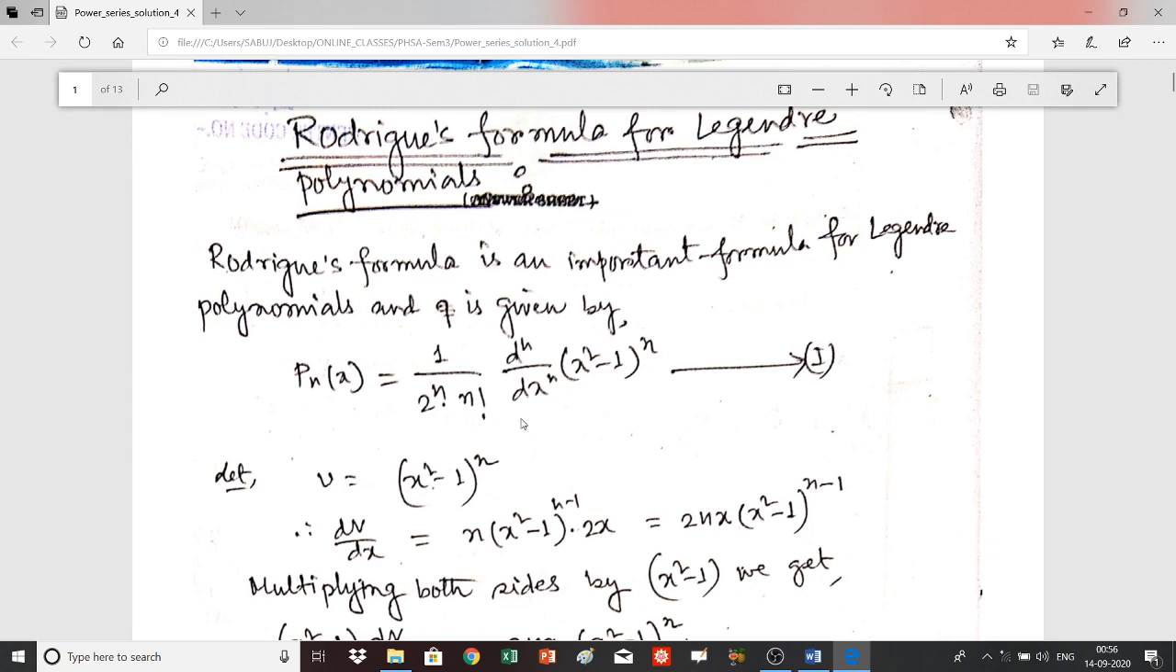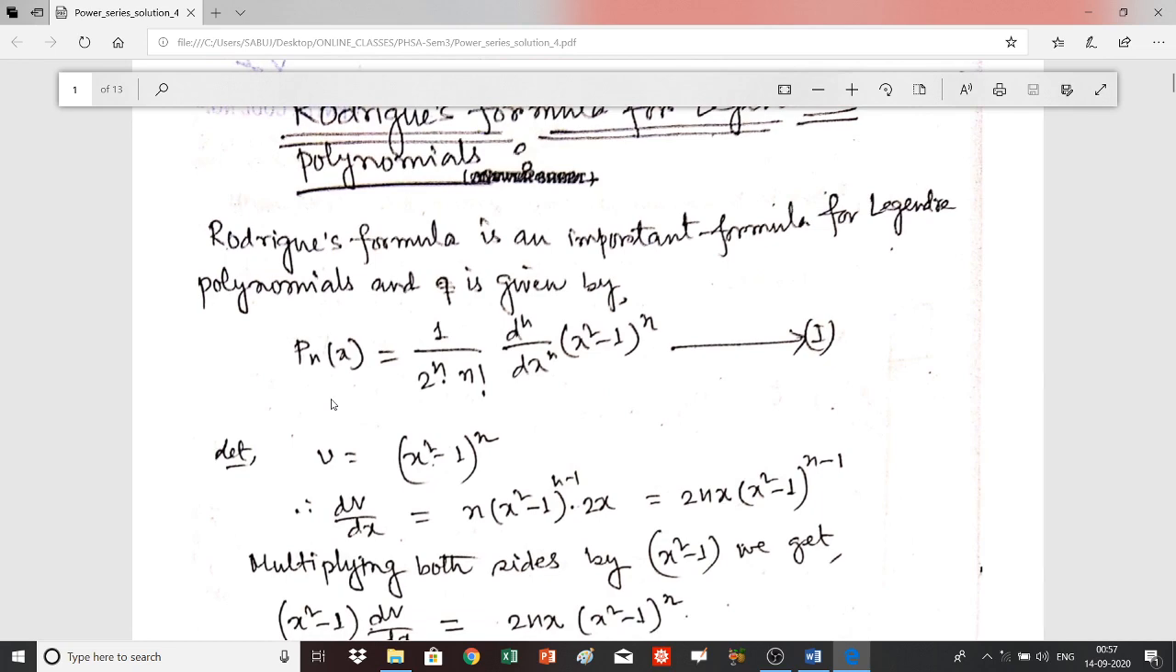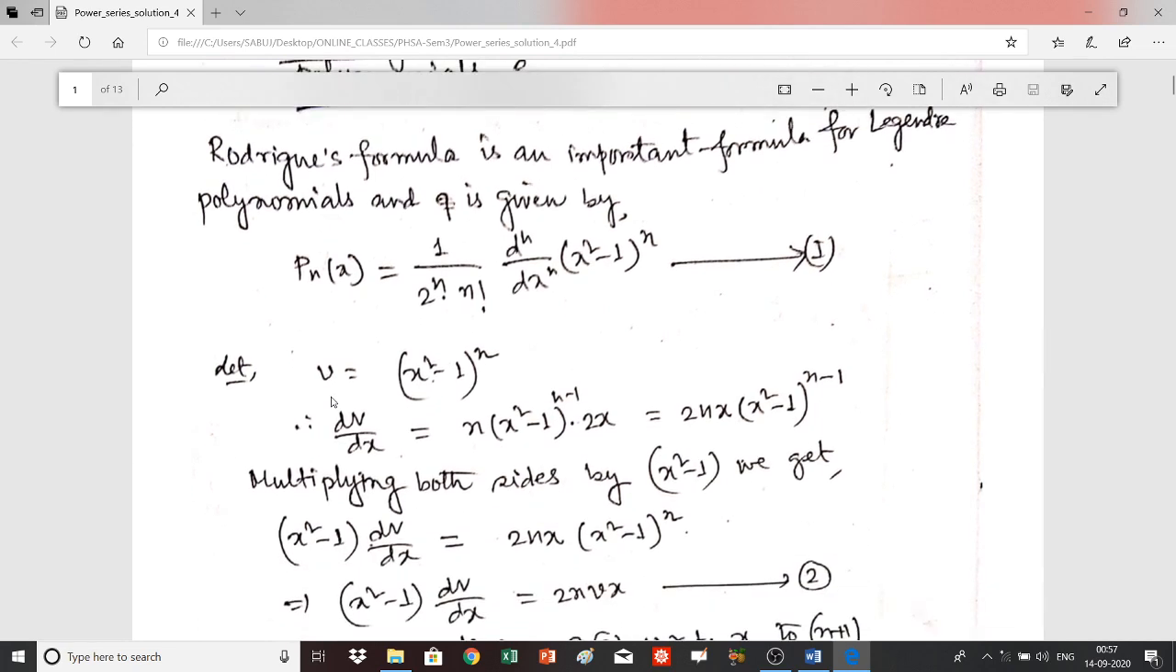With this formula, Legendre polynomials of any order can be found. Now let us try to prove it. To do this, we take v as (x square minus 1) to the power n. From this relation, it is easily found what dv by dx is.